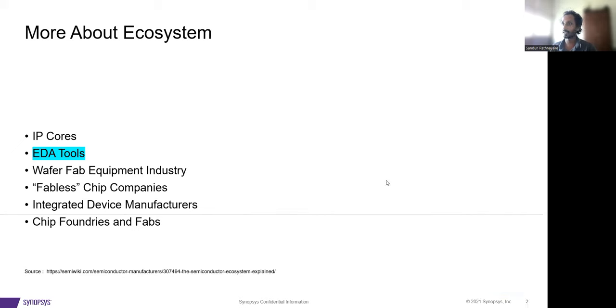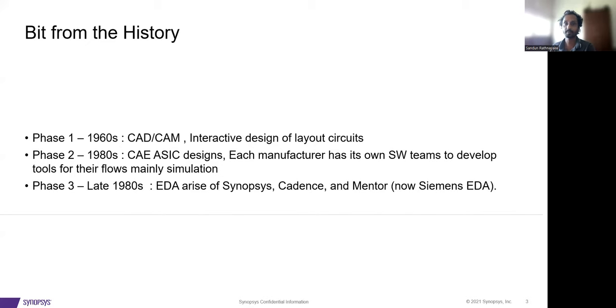Then I am going back to EDA. A little bit of history: EDA also did not happen from day one. Earlier, engineers were using CAD/CAM kind of techniques to interactively design layouts. At that time, the focus was at the transistor level. Later, in the 80s, some of these design companies started to have their own software teams to develop tools for their usage.